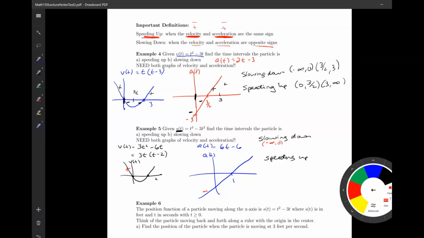All right, so here's 1. So between 0 and 1, this graph is negative. This graph is negative. So between 0 and 1, they're speeding up. They have the same sign. All right, so here's 2. Between 1 and 2, this graph is negative, this graph is positive, so it must be slowing down. After 2, this graph is positive, this graph is positive, so 2 on, it must be speeding up.